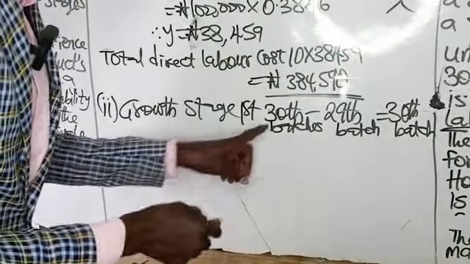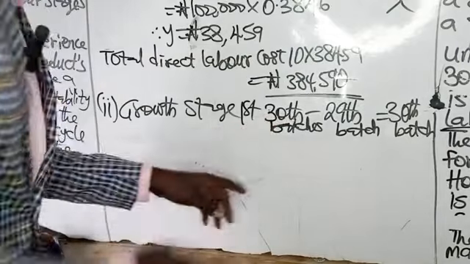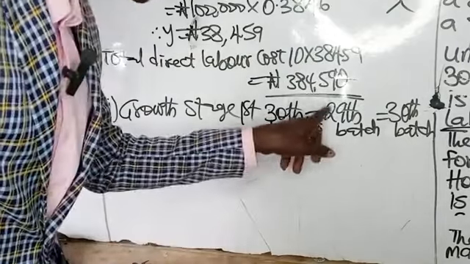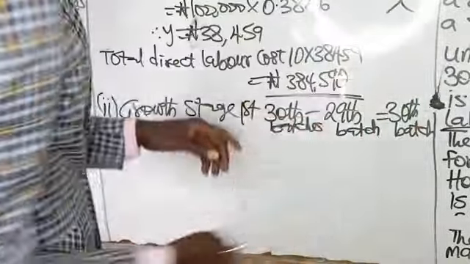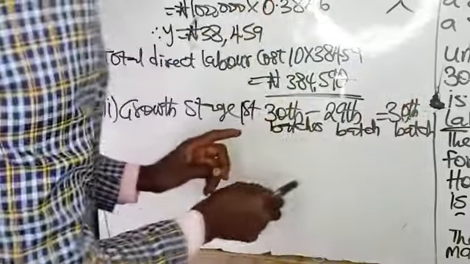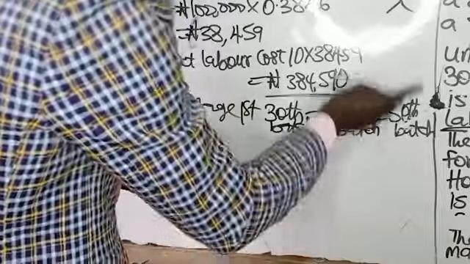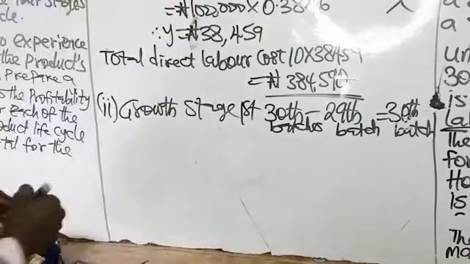The first 30 batches is from 1 to 30. The first 29 batches is from 1 to 29. The 30th batch alone is the number 30 on it. The reason for this is because the learning will stop at the 30th batch, and this is the 30th batch we need. So, let's determine the average cost of the 30th batch.